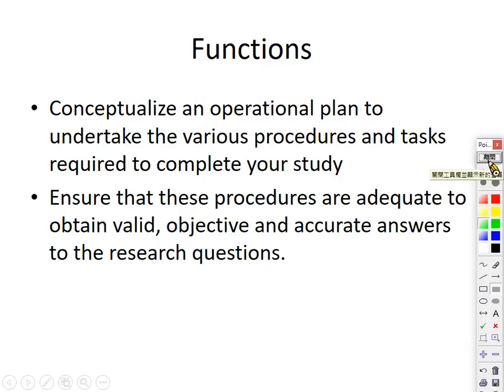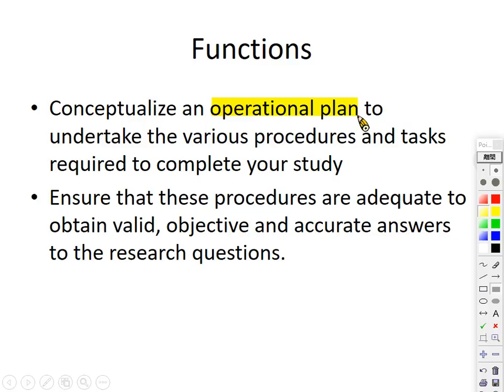So, what are their functions? Well, basically it's an operational plan. See, we need to take action. So it is an operational plan to undertake the various procedures and tasks required to complete your study. So imagine this, you have a research purpose, right? You know you want to collect data. You know you want to analyze data. What about the process? What are the things you need to do? There must be some procedures out there, right? Then this is the job for the research design.